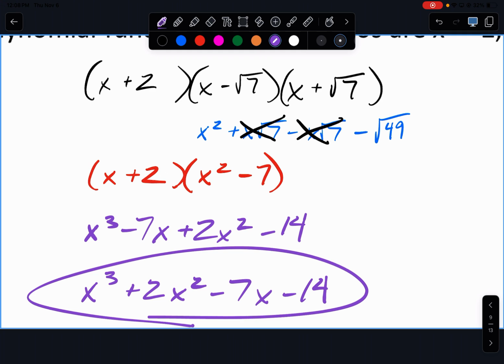Make sure you write your final answer in standard form. Yes.